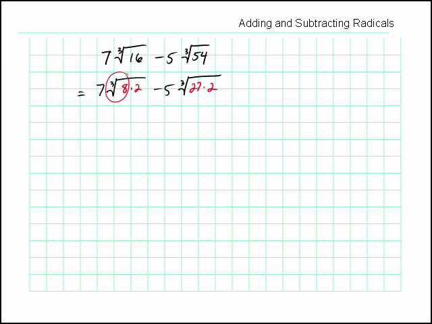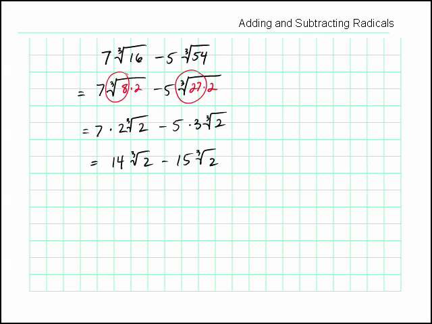The cube root of 8 is 2. So this is 7 times 2 cube root 2. Minus 5 times the cube root of 27, which is 3. So this is times 3 cube root 2. This is 14 cube root 2's minus 15 cube root 2. 14 minus 15 is negative 1, so this is negative cube root 2. Negative 1 cube root 2.